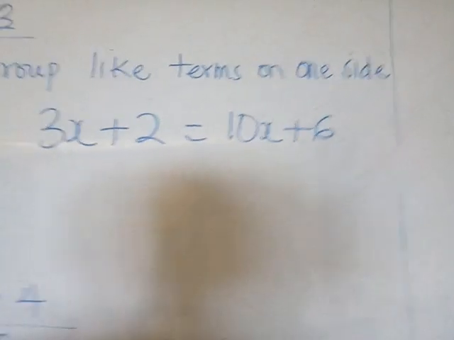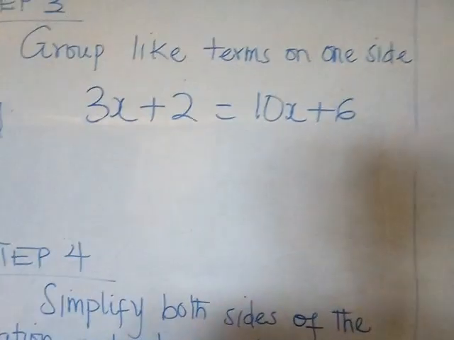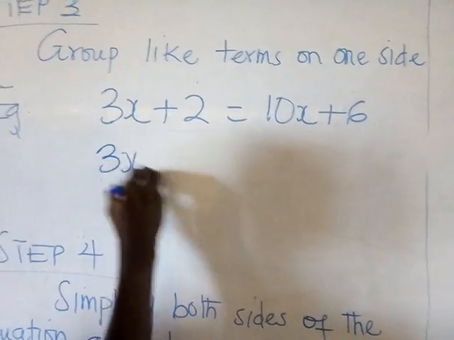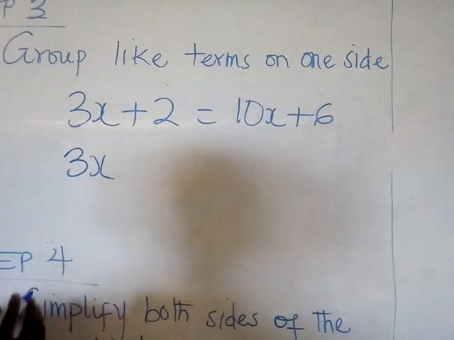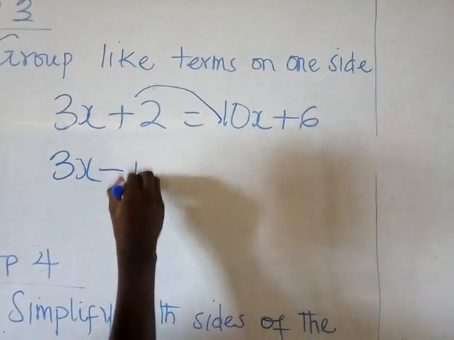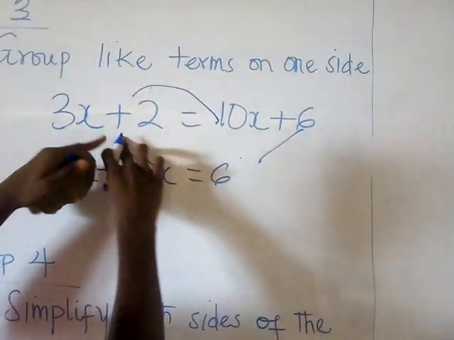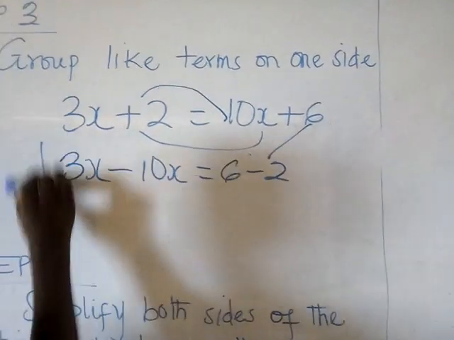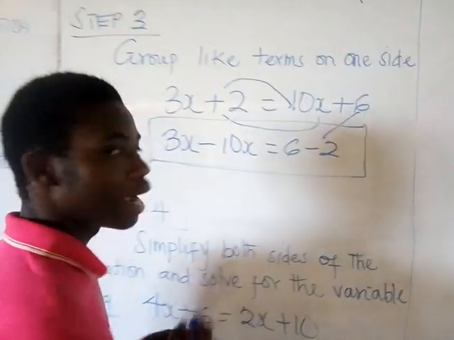The second example is 3x plus 2 equals 10x plus 6. So we are going to group like terms. In grouping like terms, you bring 3x and you bring this 10x because it has the same variable. So you bring this 10x, crossing the equal to sign, it becomes negative 10x equal to, you bring this 6 here, and the positive 2 crossing the equal to sign becomes negative 2. So this is the equation with group like terms.